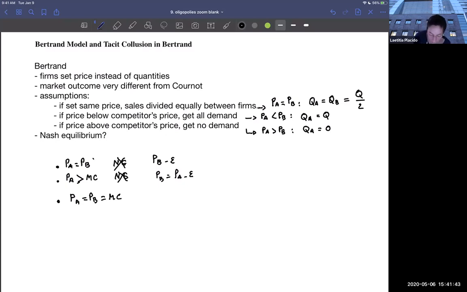So I should have said this. So what is the outcome of the Bertrand model? Well, it's both firms setting a price equal to marginal cost. And so the quantity produced by firm A and by firm B is half of the market quantity. So that's a Bertrand equilibrium.